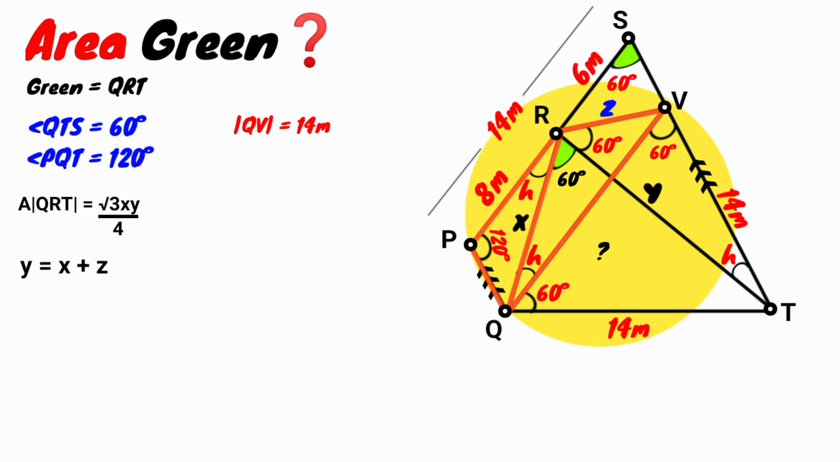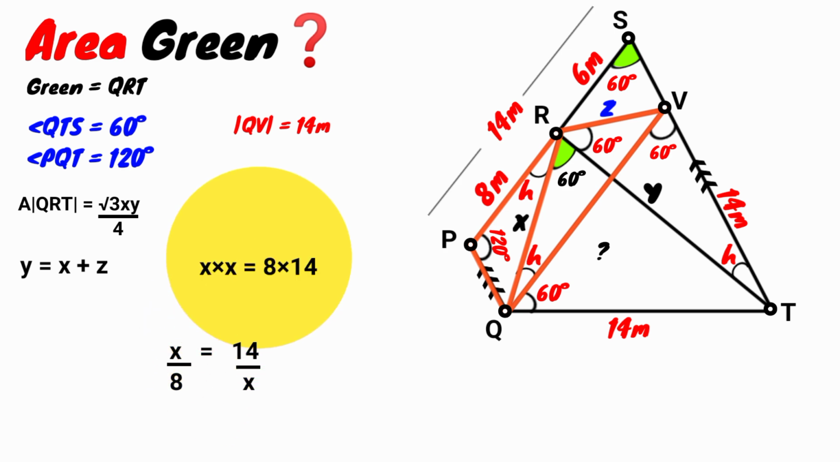So if we take the ratio of their sides, this side facing angle 120 degrees divided by this must be equal to this side QV. Its length is here 14 meters divided by this side x. So x over 8 equal to 14 over x. Cross multiply. x times x is x squared, and 8 times 14 is 112.